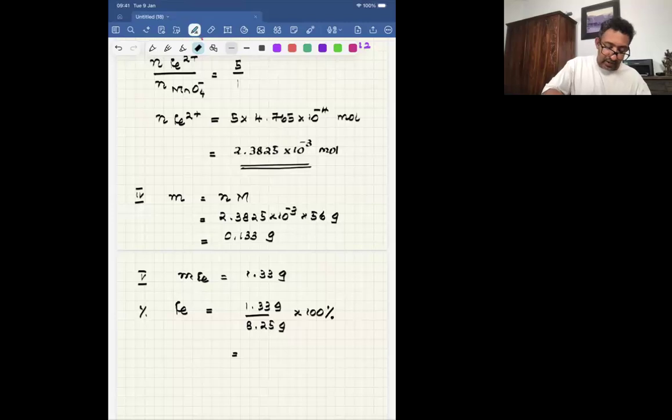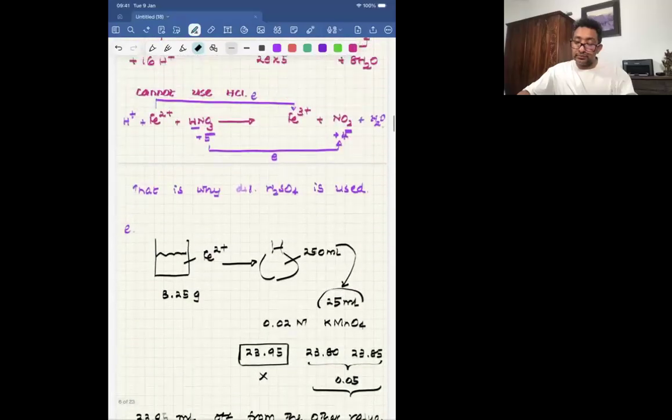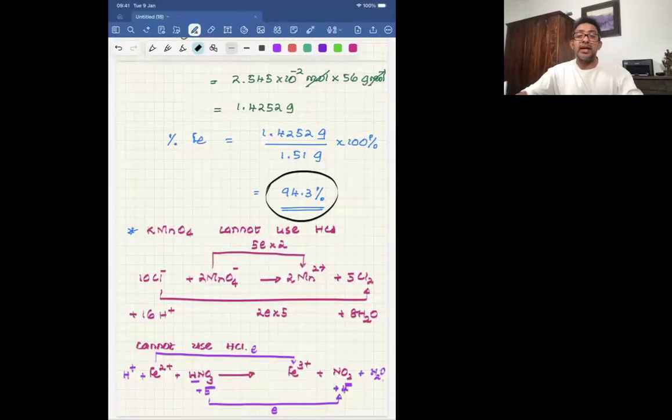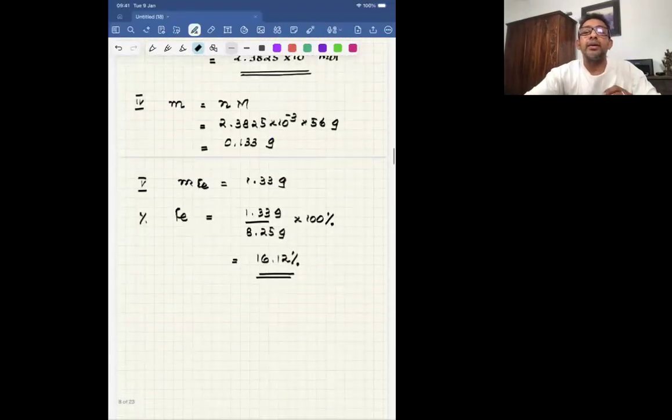1.33 divided by 8.25 multiplied by 100% gives you 16.12. That 94.2 is the answer you get from the first one. This one. That is that answer. Because it's a salt, right?